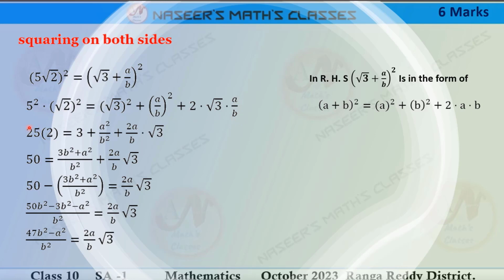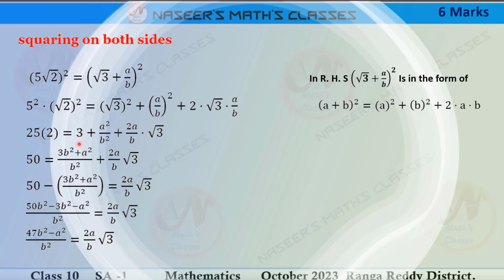In LHS, we can write 5 root 2 whole square as 5 square into root 2 whole square. Here 5 square means 25 and the root and the square are cancelled. We get 2. Then 25 into 2 is written as 50 in LHS. In RHS, root and the square are cancelled. We get 3, and a by b whole square is written as a square by b square, and 2 into root 3 into a by b is written as 2a by b into root 3.